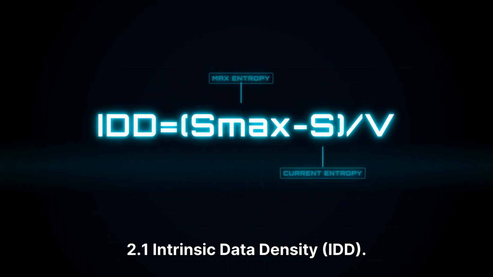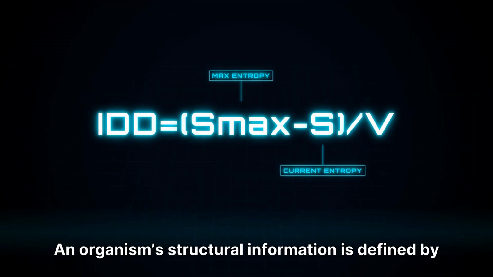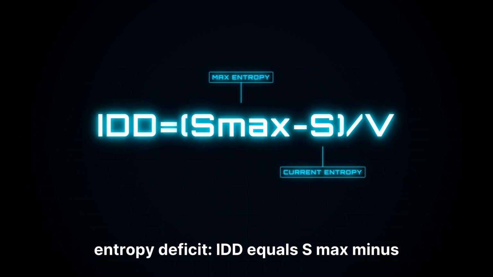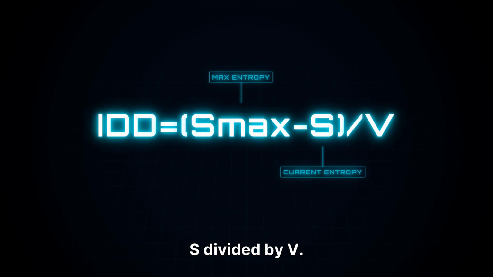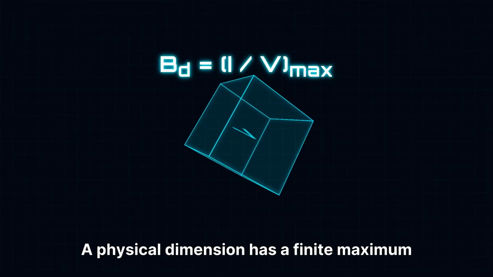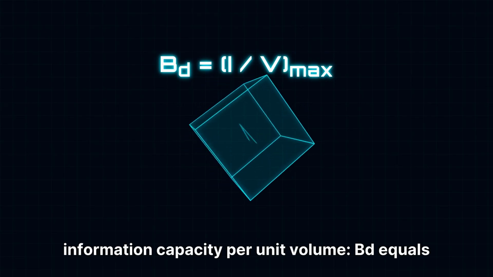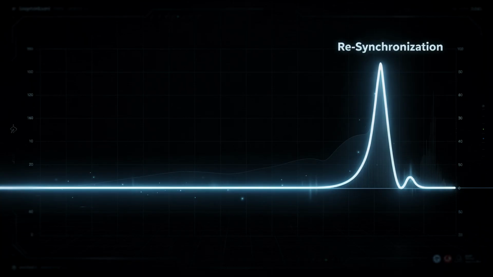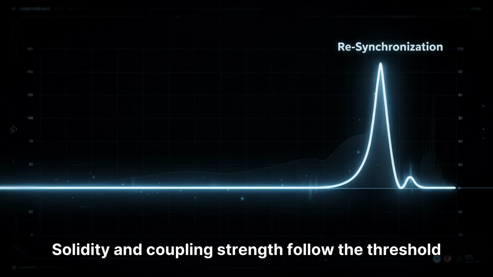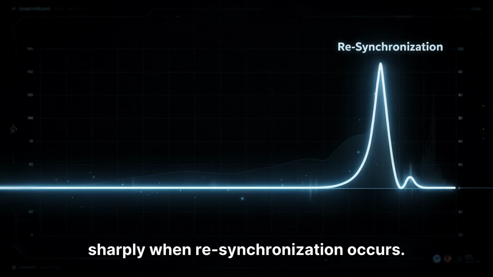2.1 Intrinsic Data Density, IDD. An organism's structural information is defined by entropy deficit. IDD equals (S_max minus S) divided by V. 2.2 Dimensional bandwidth, BD. A physical dimension has a finite maximum information capacity per unit volume. BD equals I over V_max. 2.3 Physicality function. Solidity and coupling strength follow the threshold relationship. For a long-separated biological system, chi rises sharply when resynchronization occurs.